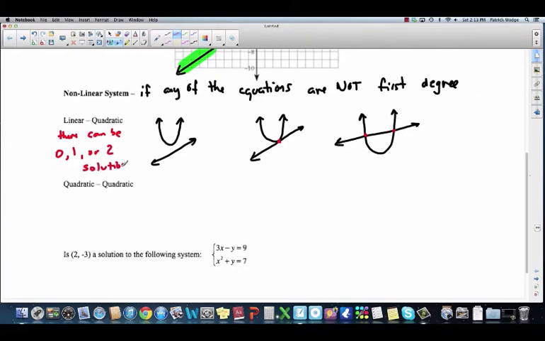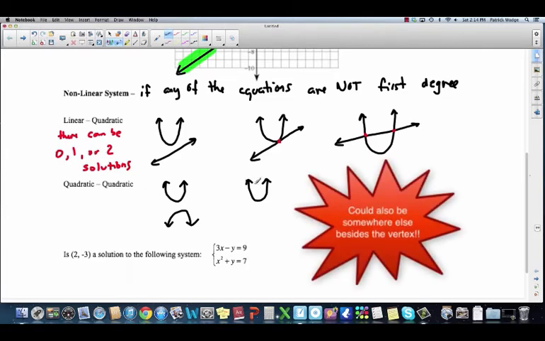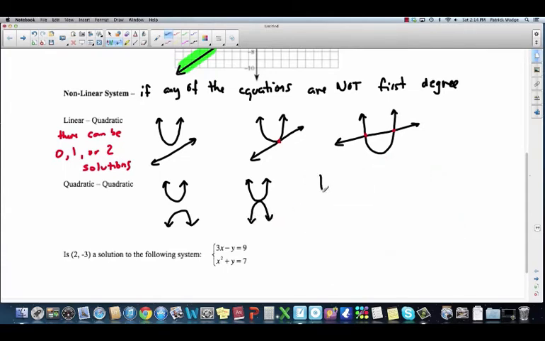How about quadratic quadratic? Two parabolas. Why don't you stop this video and see if you can figure out how many there could be. Could there be 0? Did you stop it? Don't let me do it. You try it. Could there be 0? Yes. Never touch each other. Could there be 1? Sure. Where are they going to touch? Vertex. Good. Could there be 2? Uh-huh.